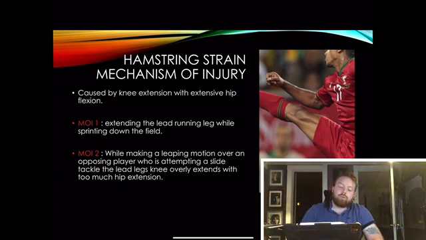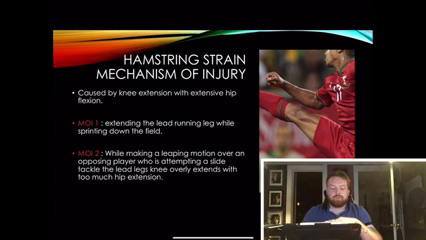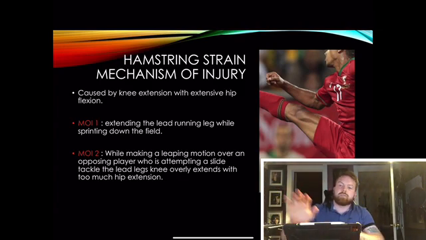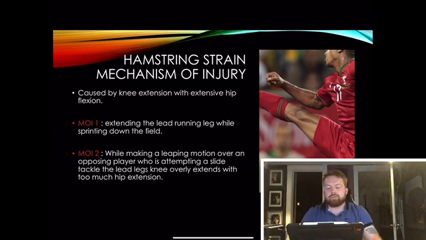The MOI 2, while making a leaping motion over an opposing player who's attempting to slide tackle you, the lead leg leaps over, extends with too much hip extension. So a lot of times in soccer, you'll be dribbling the ball down the field, and someone will come in for a slide tackle, and either you're trying to avoid injury or you're trying to get around him to continue the play. And what happens a lot of times is it's a leaping motion rather than a jumping motion. So one foot is extended in front of you, and a lot of times that extension of the knee and the hip together can cause a strain of the hamstring.